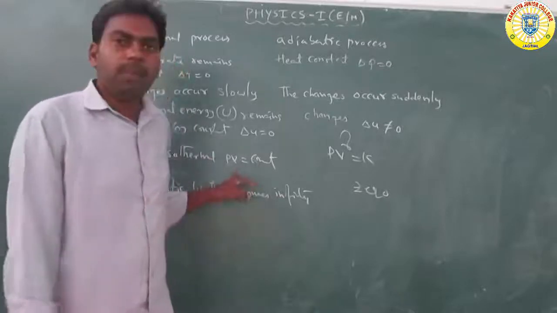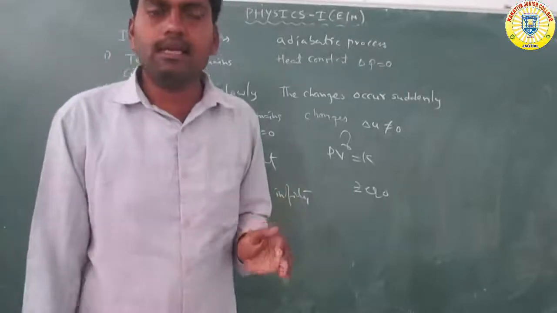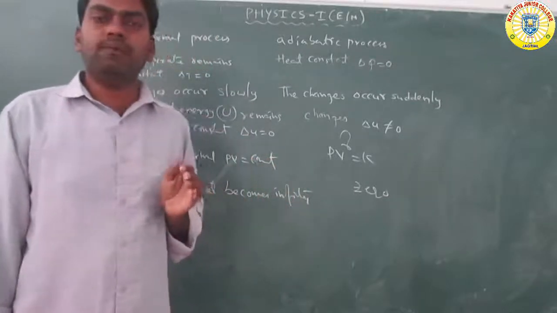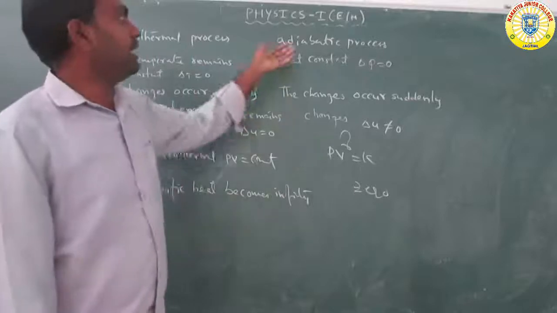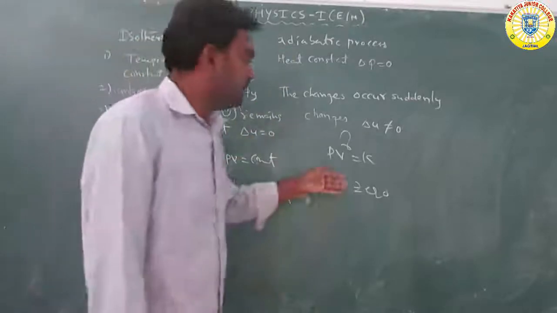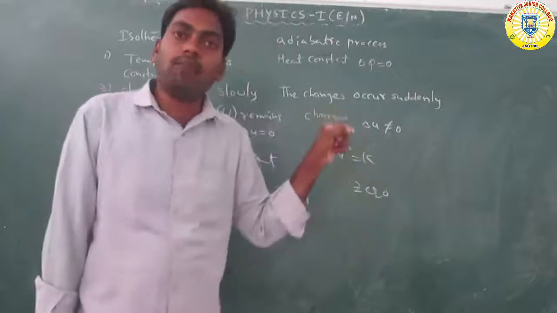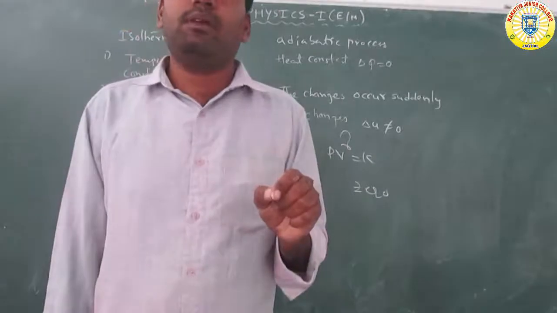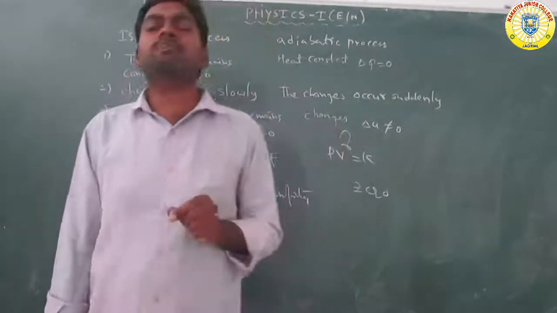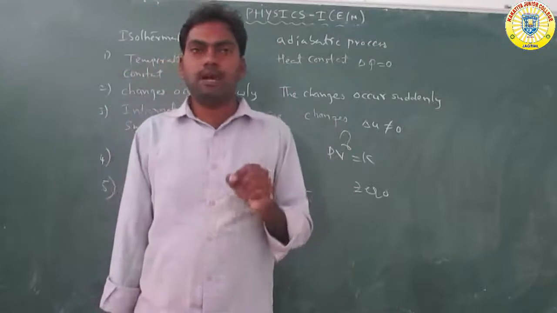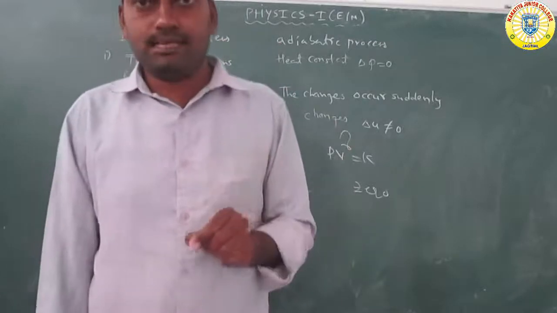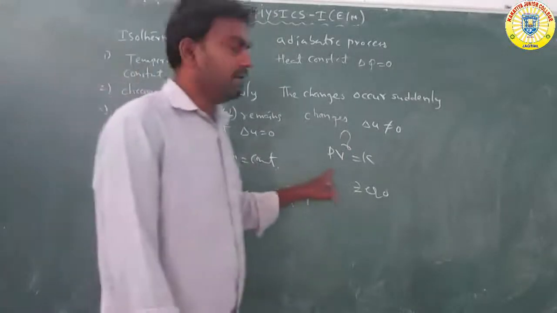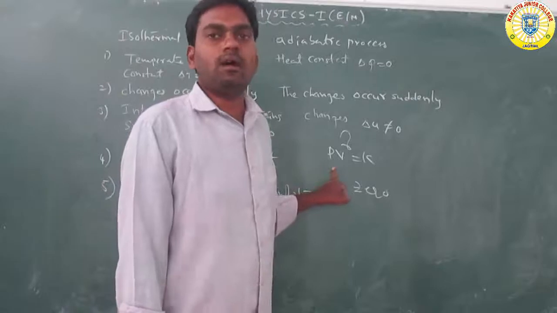Now another difference is the equation. In the isothermal process, PV is equal to constant. But in the adiabatic process, the equation is PV to the power of gamma is equal to constant, where gamma is the ratio of the specific heats of a gas.